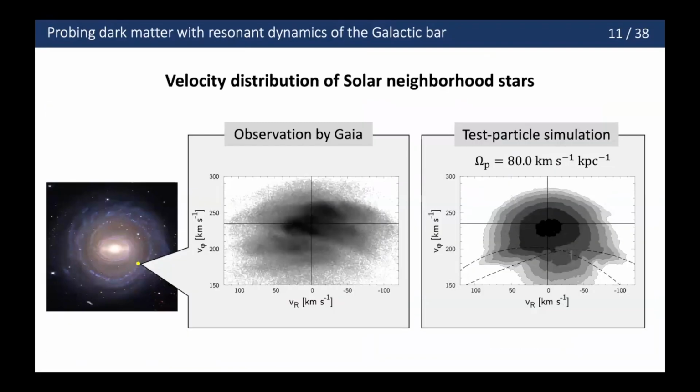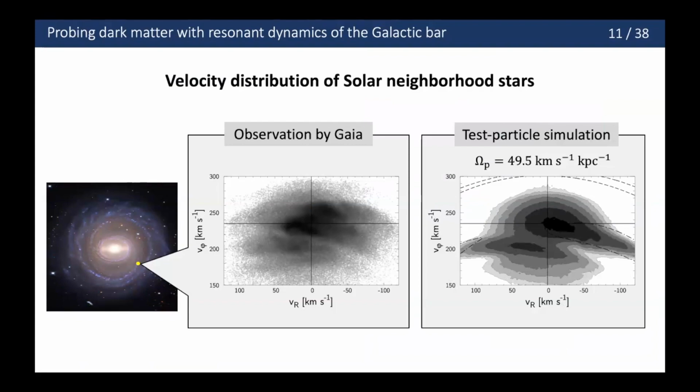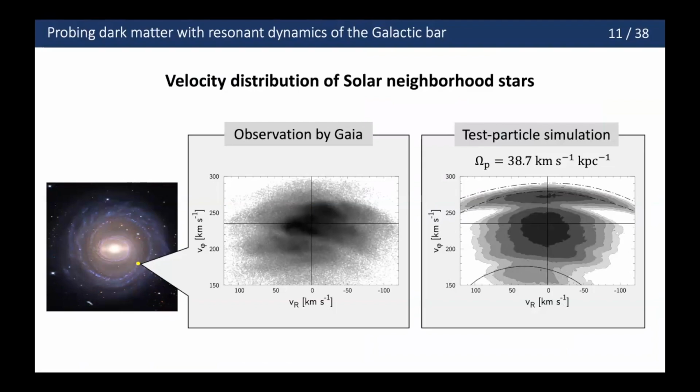Now I'm going to compare the data with my model, where I have a test particle simulation in which I'm perturbing the stellar disk with a bar that is slowing down. Initially I set the pattern speed to 80, which is roughly 2 times the current value. As the bar slows down, the resonances of the bar sweep through the solar neighborhood one by one. This one was the 1-1 resonance. This one is the 1-2 resonance, the outer Lindblad resonance. And then the higher order resonances come. And finally, the corotation resonance.